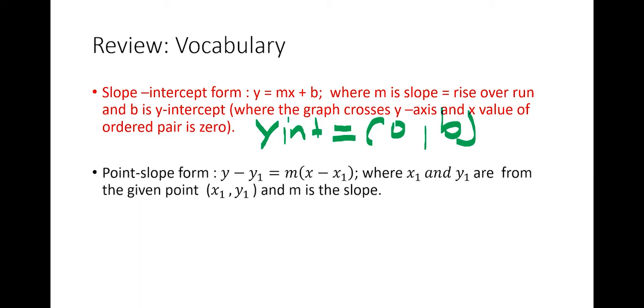Point-slope form, which is y minus y1 equals m times x minus x1, where x1 and y1 are from the given point (x1, y1), and m is the slope.